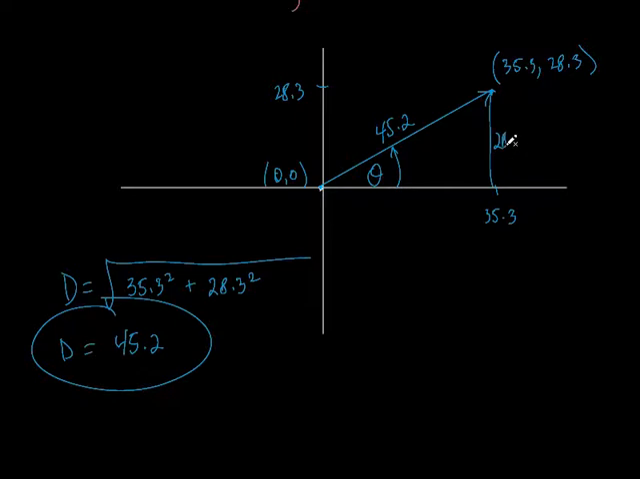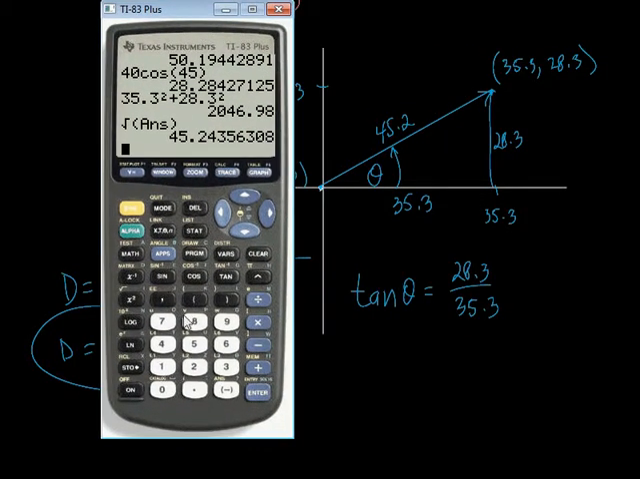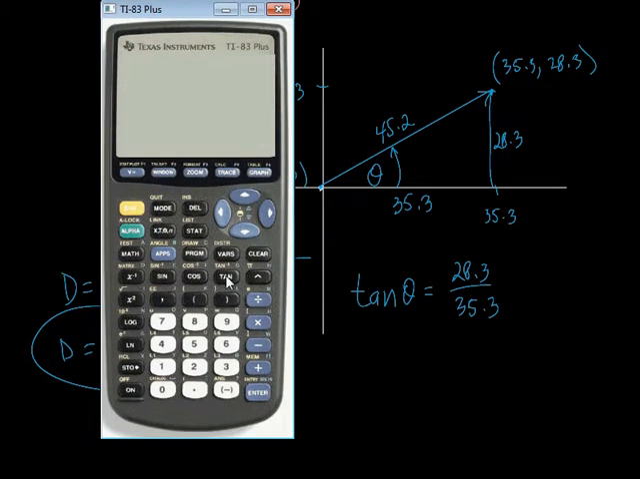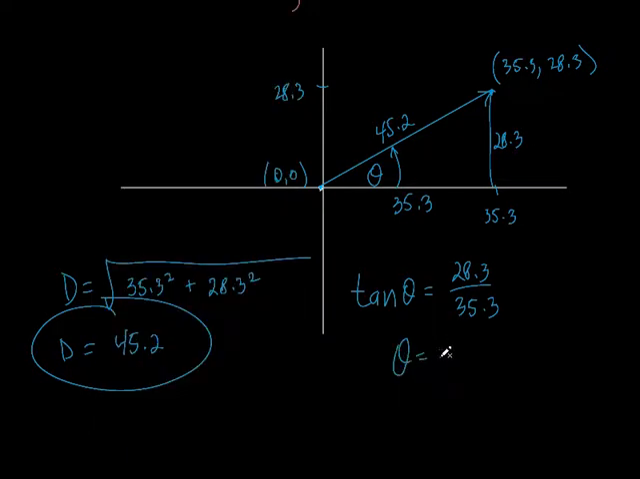I know this is 28.3. I know this is 35.3. So I can use any trig function that I want. So let's just use the tangent. We use the tangent a lot with this. So the tangent is equal to the opposite over the adjacent. Take the second function. Right, just take the inverse tangent. So watch. Inverse tangent of 28.3 divided by 35.3 and then equals 38.7. It's an angle. We'll round it to the nearest angle. We'll say 39 degrees. So theta is about 39 degrees.